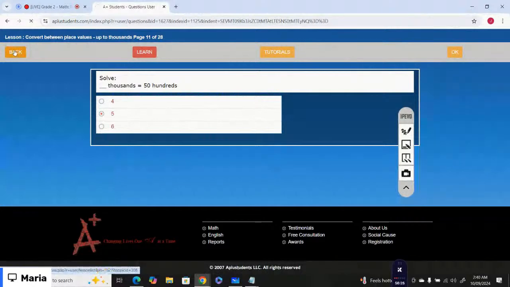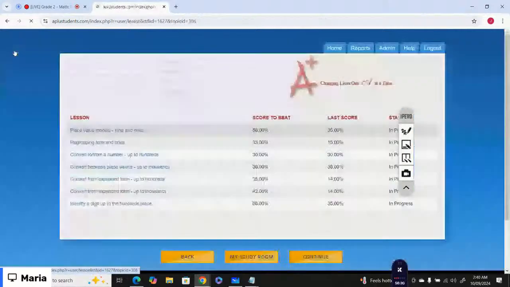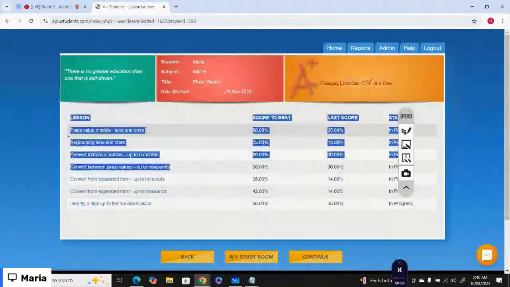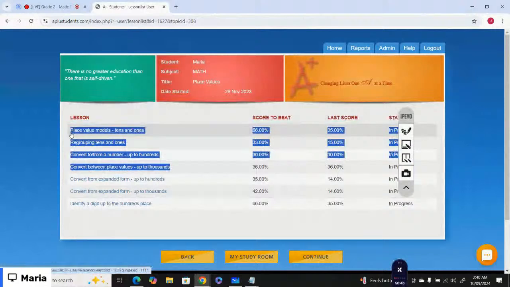Okay, you can complete the lesson by yourself later today. So we were working on grade 2 math. The chapter we were working on is place values. The lessons we have covered today are place value models, tens and ones, regrouping tens and ones, convert to and from numbers up to hundreds, and convert between place values up to thousands. So please make sure before the next session you complete all the practice questions for the lessons we just did. That is your homework until next session, right?